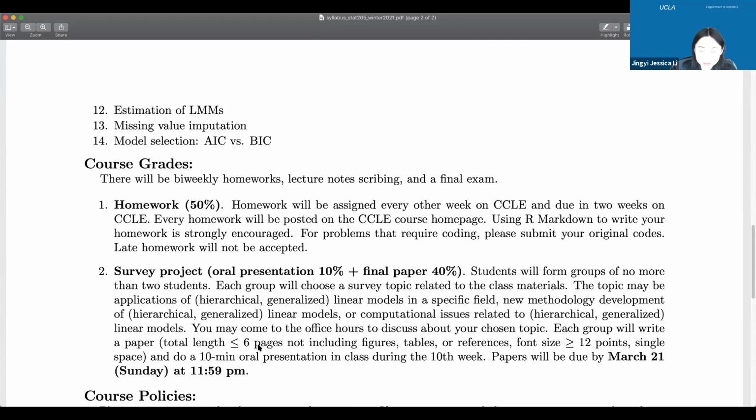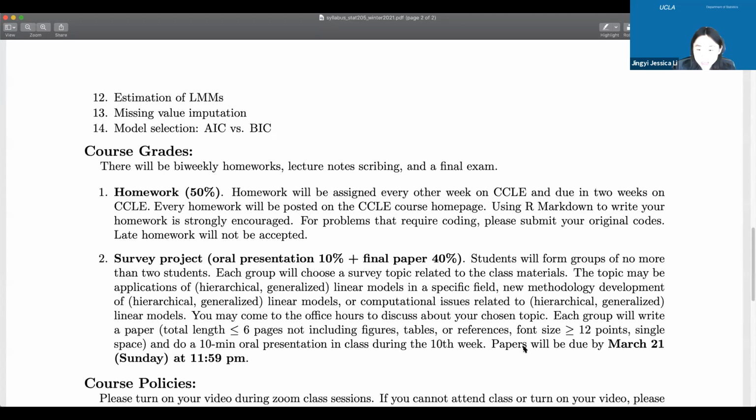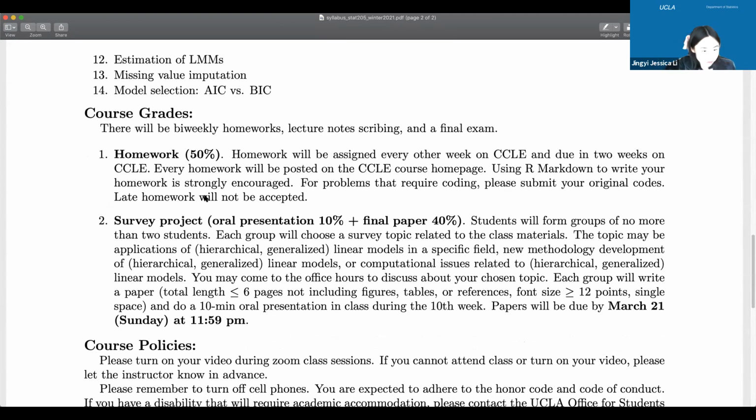So we'll see. I think we will ask for your group assignment probably around week 6, week 7, around that time. So please find your partners early. And your papers will be submitted by the end of the final week. So that's just the grades.